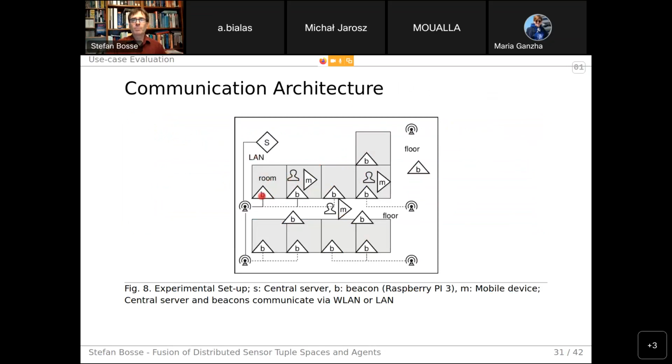Here you see the basic setup. Here we have the rooms. Here we have beacons, for example, the Raspberry computer. Here are the mobile devices. They can interact via Bluetooth with the beacons. The beacons are connected either using wireless connections or wired connections. And so we have here the central light control service that controls the light in all the rooms.